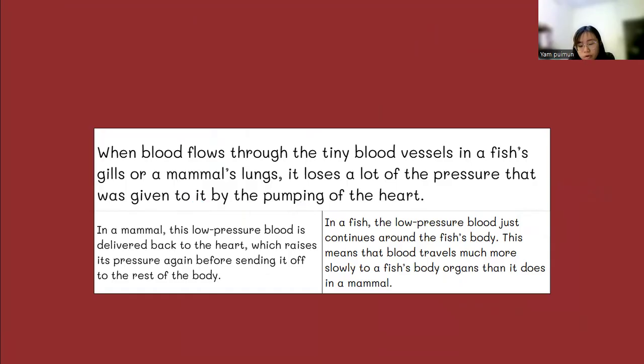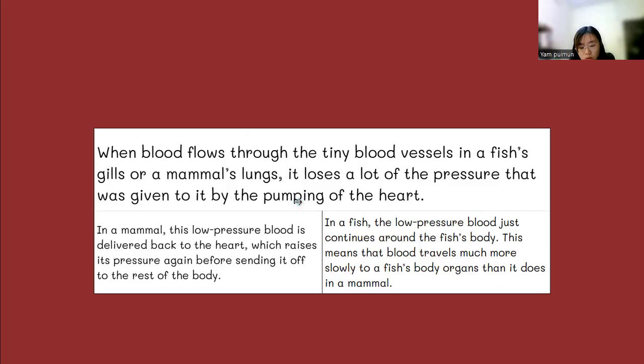When the blood flows through the tiny blood vessels in a fish's gills or a mammal's lung, it loses a lot of pressure. This is because the gills in fish and the alveoli in mammals are surrounded by capillaries, which are very narrow and thin-walled blood vessels.